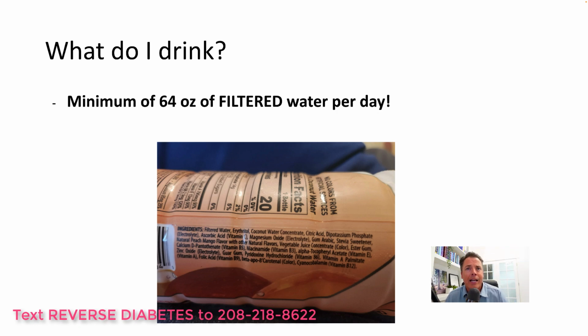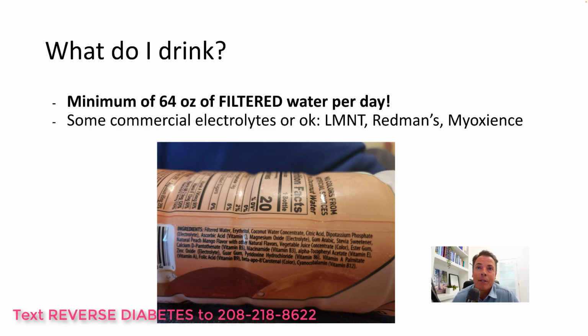What do I drink? The answer is a minimum of 64 ounces of filtered water per day. If you're to the point that you're diabetic or insulin resistant, your kidneys and bladder need to be flushed out. You can only do that with water, and I would highly recommend filtering it to get the chemicals out. There are some commercial electrolytes that are available, like Element, Redmond's, and MyoScience. We do offer Element in our office.